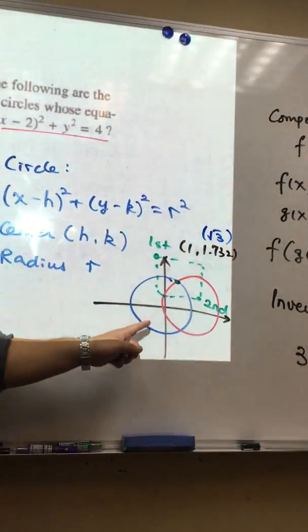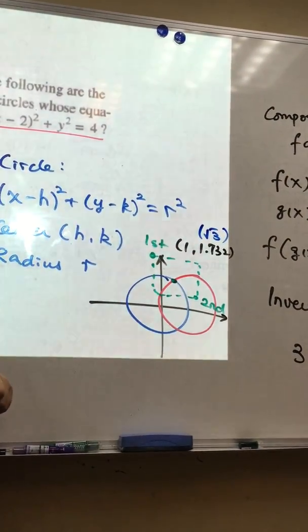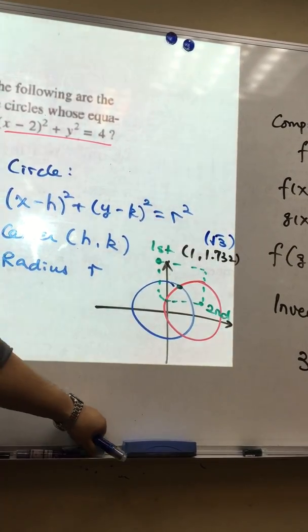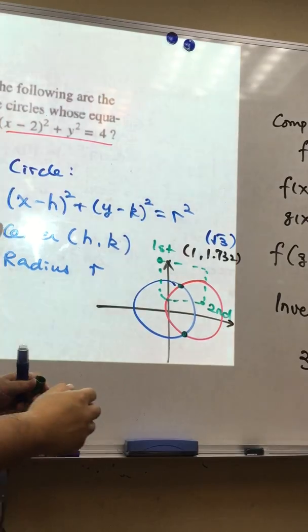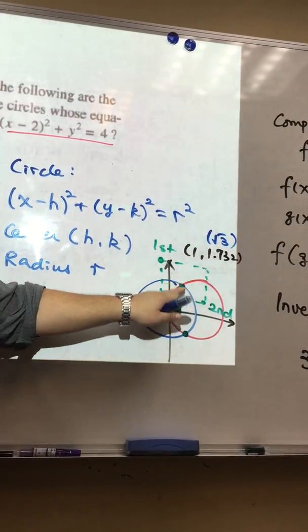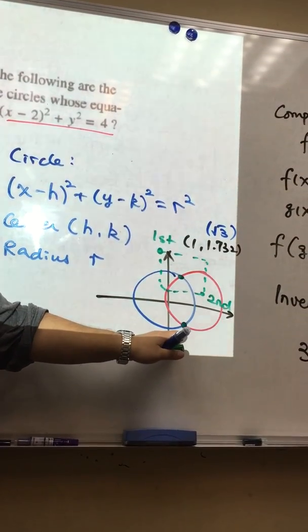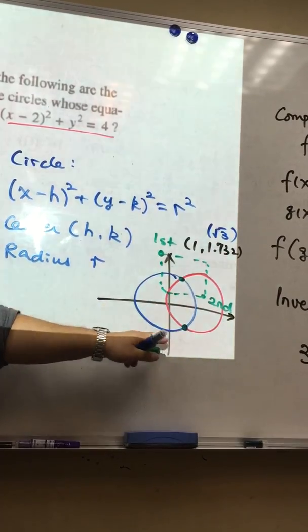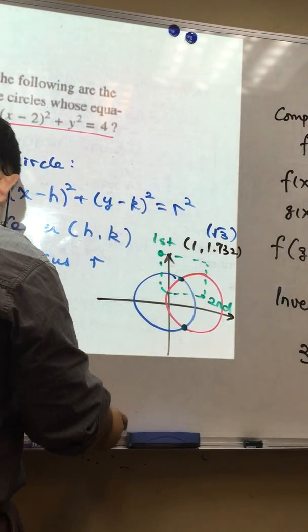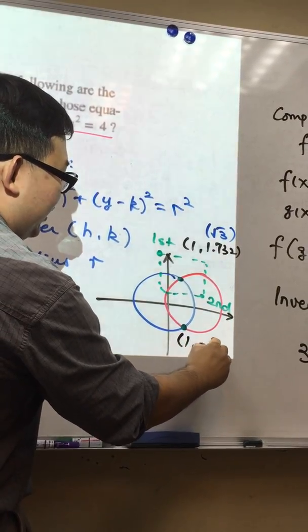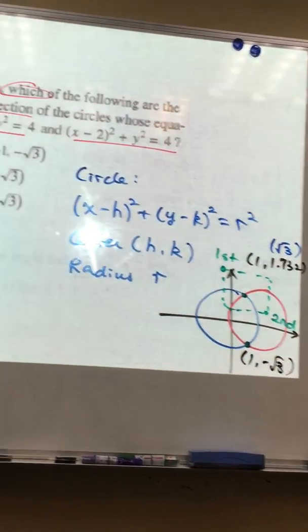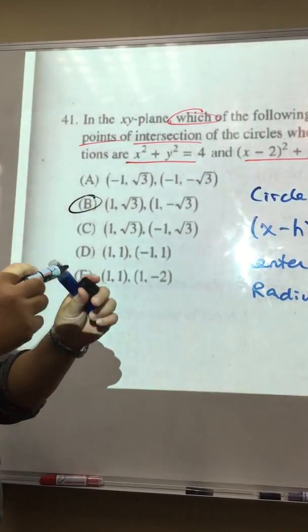But when you look at the graph, there's not only one intersection point. There are two. Then you can use the same method to find the second point of intersection. But by symmetry, you notice that these 2 points should have the same x position. Yeah, but one positive, one negative. So therefore, you can deduce that its position will be 1 and negative root 3. So therefore, the answer would be B.